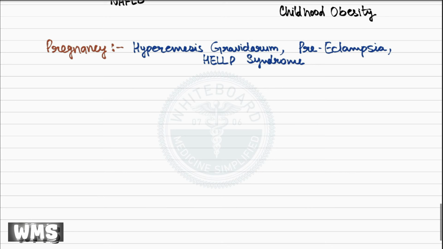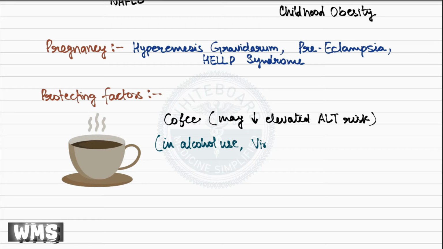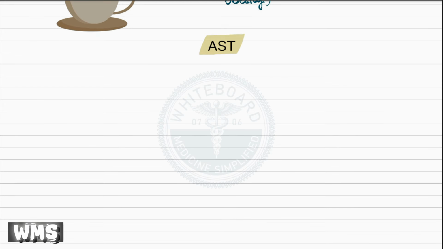Finally, an interesting protective factor is that coffee and caffeine consumption have been shown to reduce the risk of elevated ALT levels in individuals with risk factors such as excessive alcohol use, viral hepatitis, iron overload, obesity, and impaired glucose metabolism. Now moving on to AST.